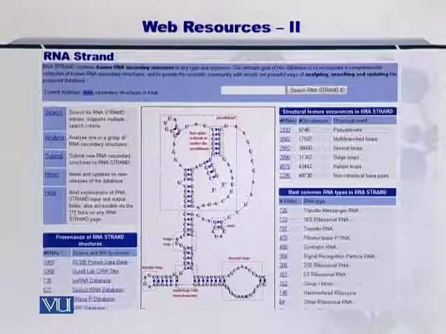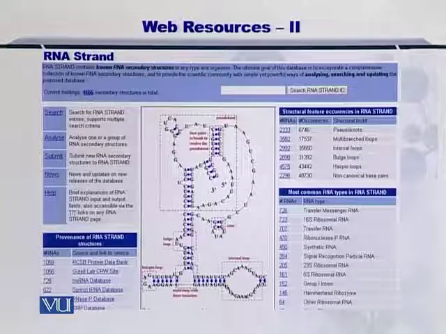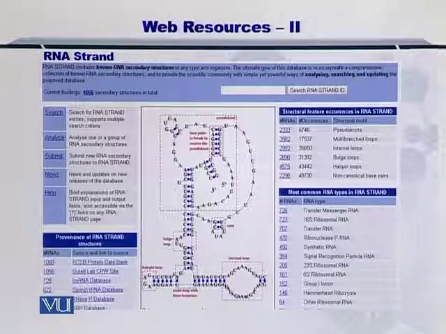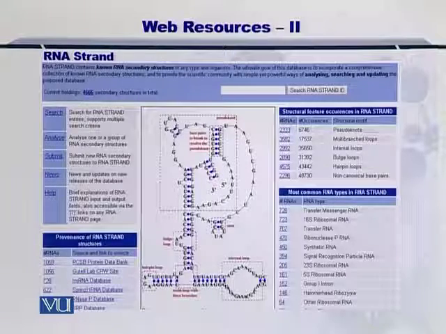One online resource is the RNA STRAND. The RNA STRAND contains known RNA secondary structures of any type and organism. The ultimate goal of this database is to incorporate a comprehensive collection of known RNA secondary structures and to provide us with simple tools of analysis, searching, and updating the proposed databases. Currently, this database has 4,666 secondary structures that are reported.